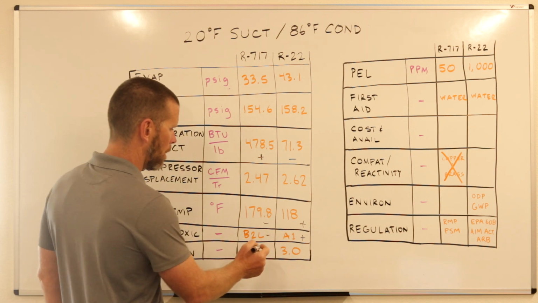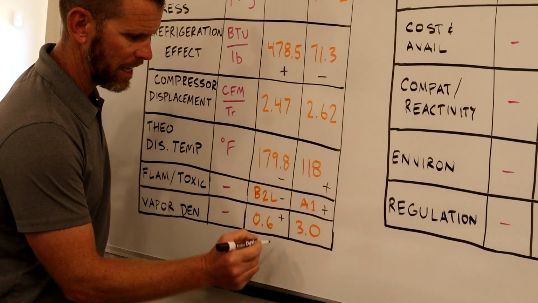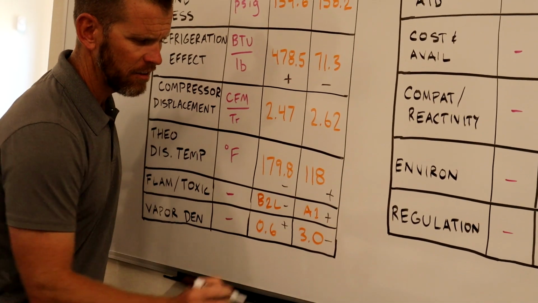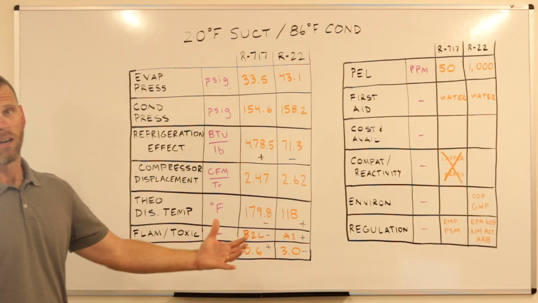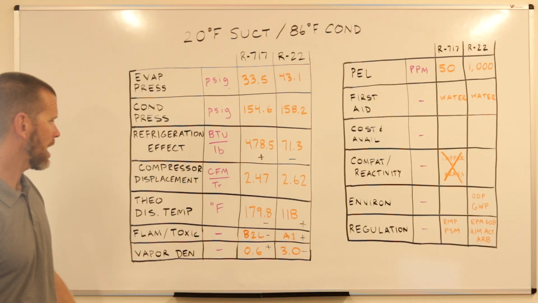So it's an advantage to ammonia to have a vapor density less than 1, and a disadvantage to R22 and other halocarbons to have such a high vapor density.